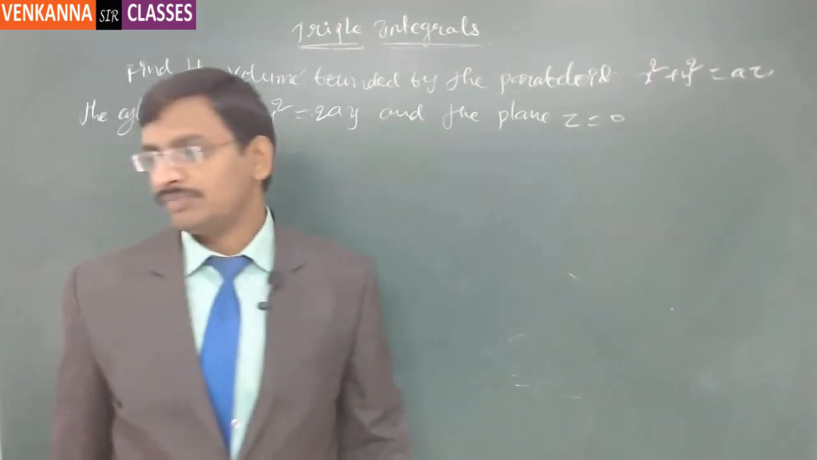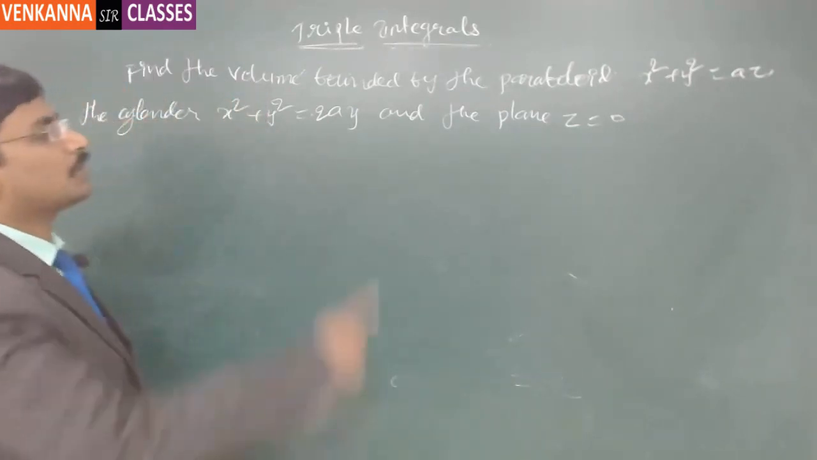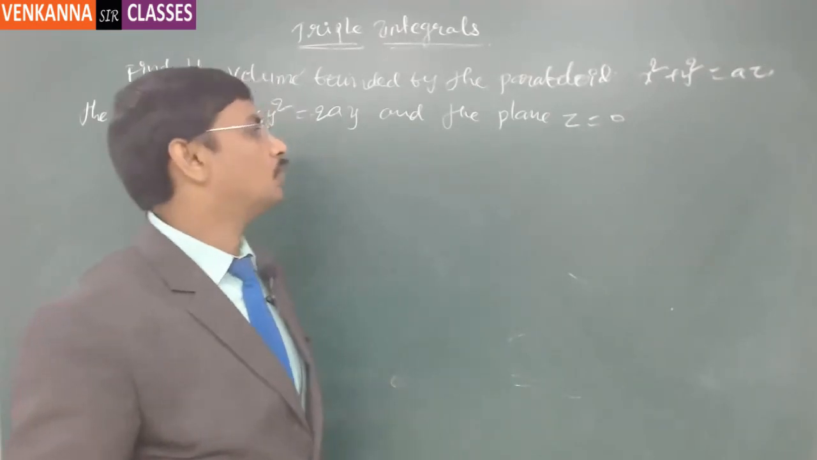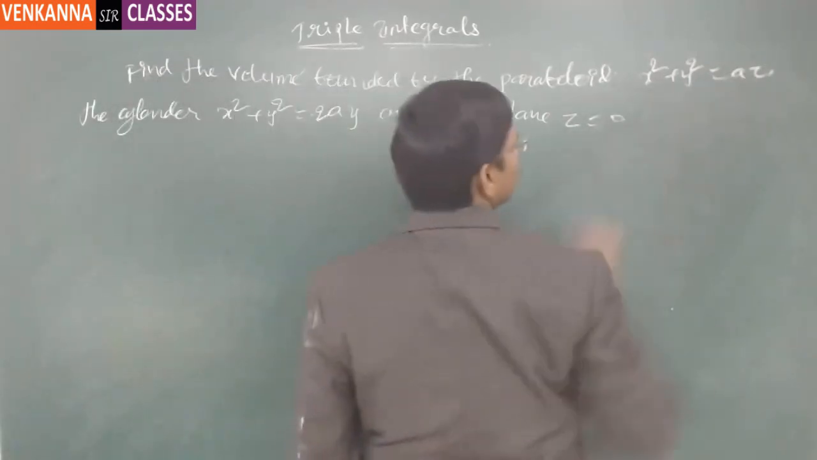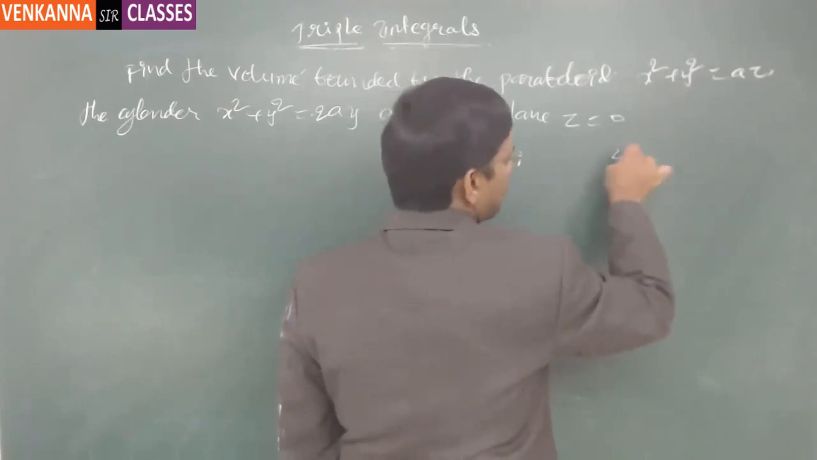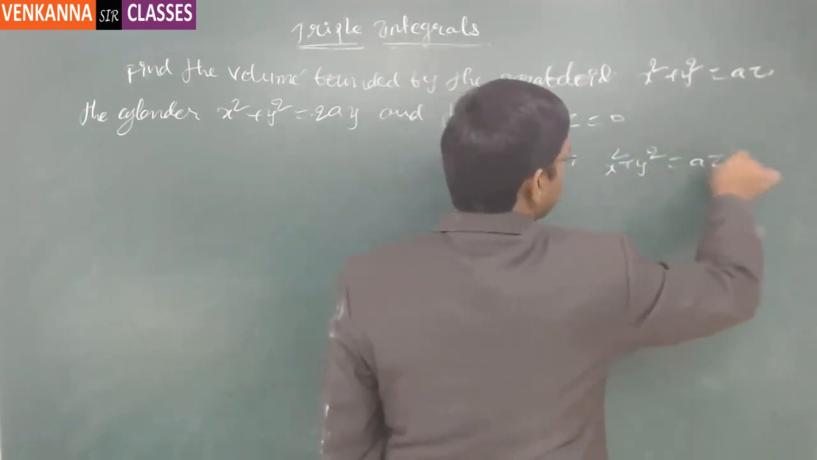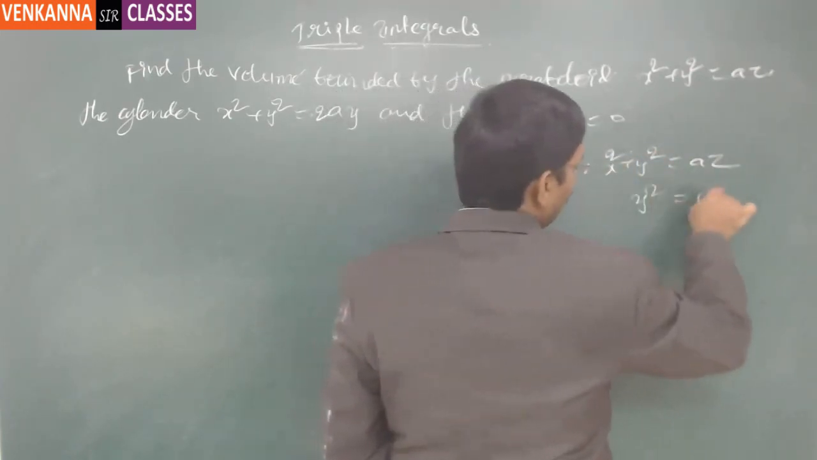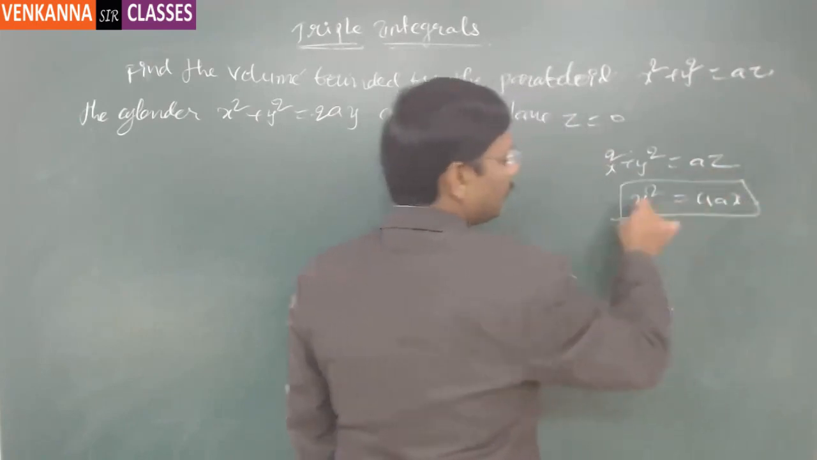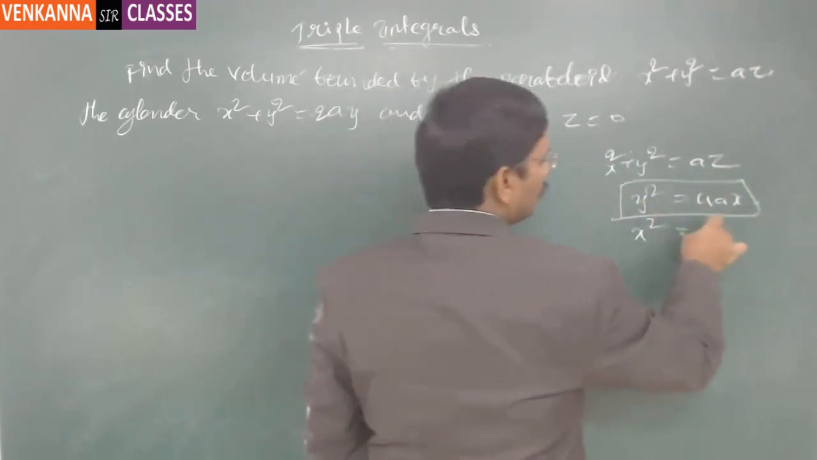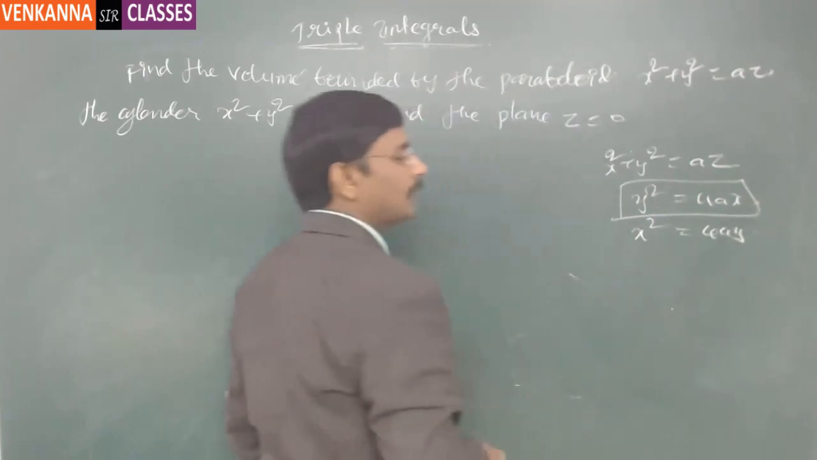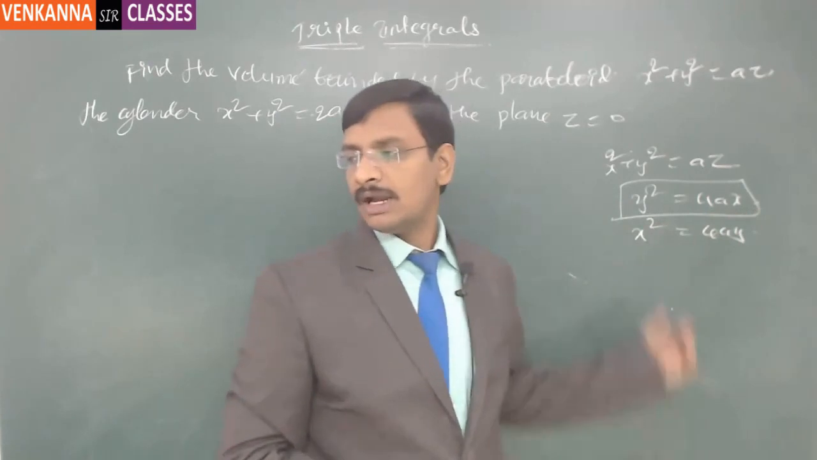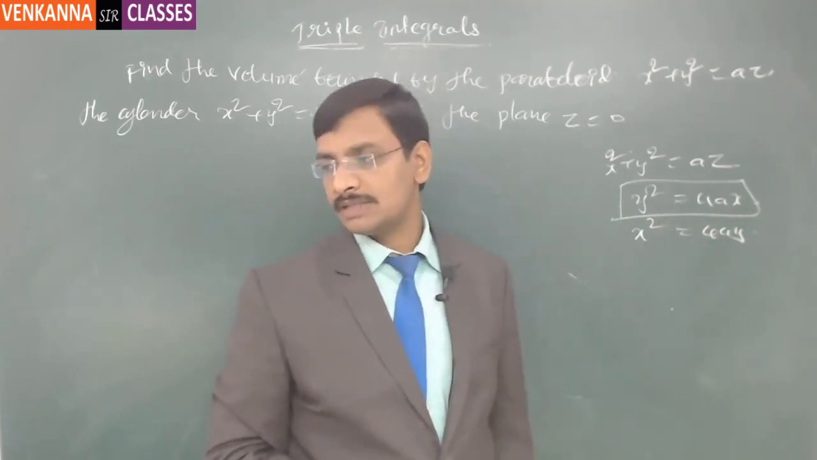So let me explain. See this, here the portion x square plus y square is equal to az. It is as if like y square is equal to 4ax. So this is a kind of parabola, right? And then x square is equal to 4ay. This is also a parabola. But the parabola y square is equal to 4ax is having the x axis as the axis, and x square is equal to 4ay is having the y axis as the axis.